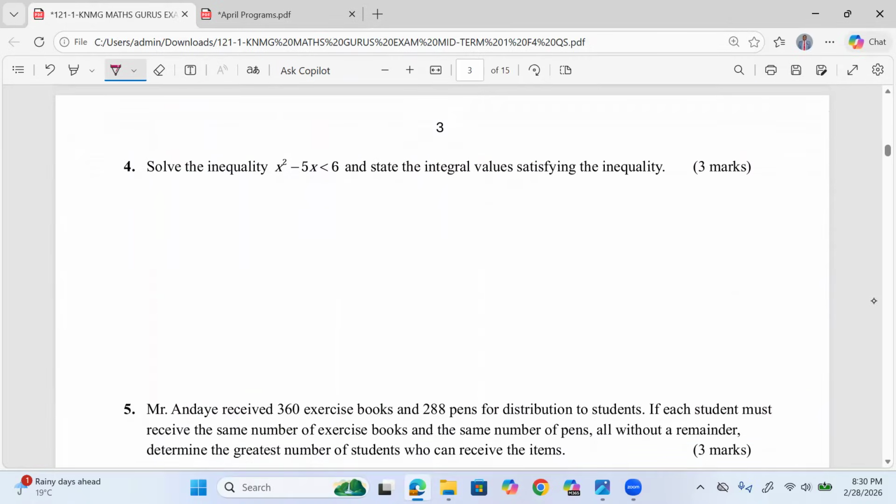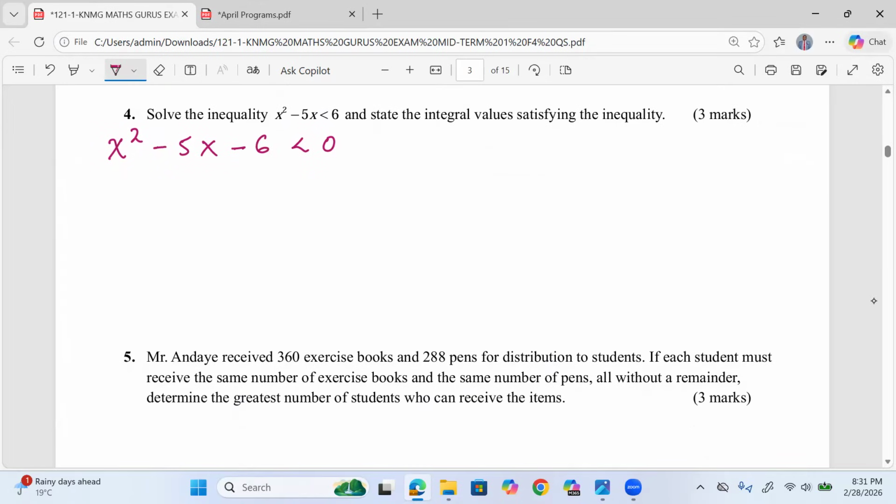Number 4, solve the inequality x power 2 minus 5x less than 6 and state the integral values satisfying the inequality. This is a quadratic inequality. We're supposed to be very careful, not an equation, inequality. So x raised to the power of 2 minus 5x, then minus 6 less than 0. We remain with a 0 like that. So it's quadratic in nature.